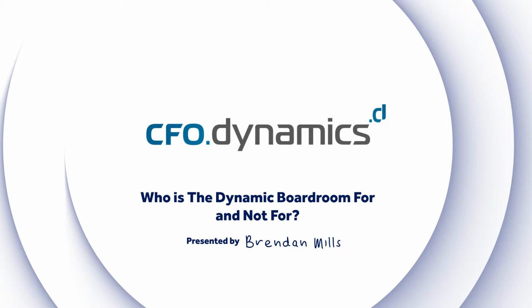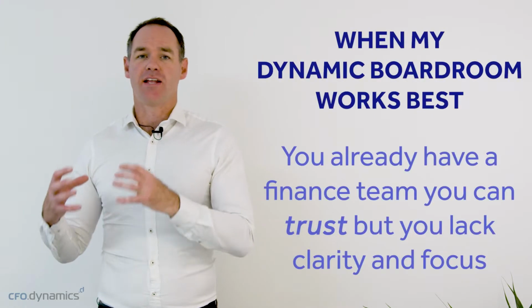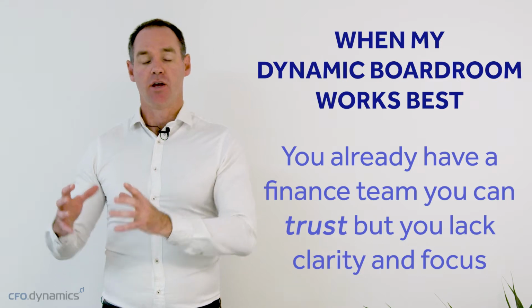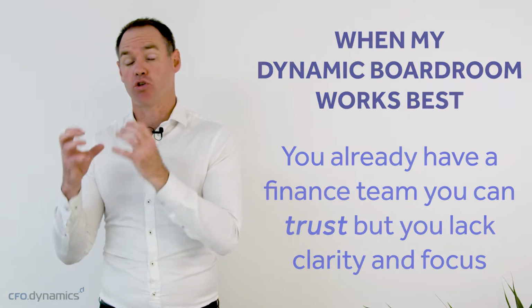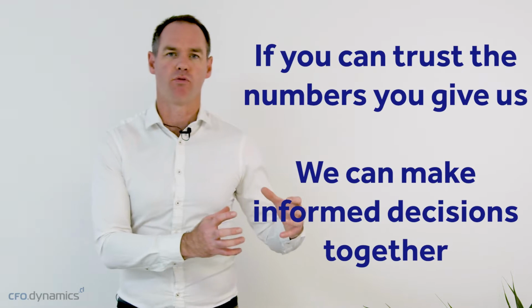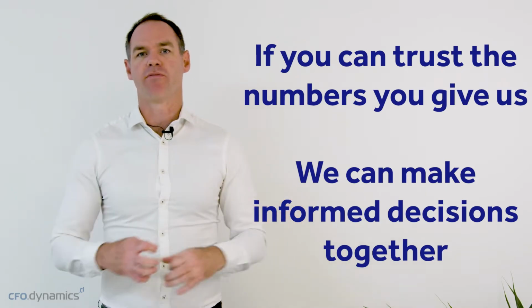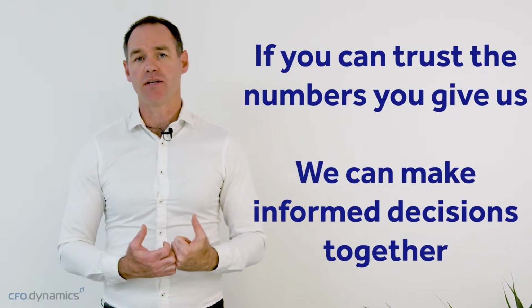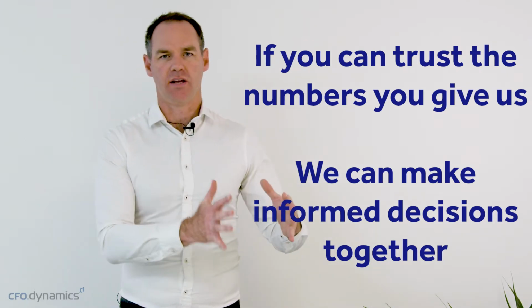So in terms of the ideal situation with the Dynamic Boardroom, you've got a finance team who is already giving you accurate financial information. Because if you're getting that, it means you can trust what you're going to be getting from the Dynamic Boardroom. The difference with the Dynamic Boardroom versus My Dynamic CFO is we trust the information that we're getting from you guys is on point. It's not going to need to be touched. We just take it as it is. So if you're getting information from your finance team that you're trusting, Dynamic Boardroom, tick that box, number one.